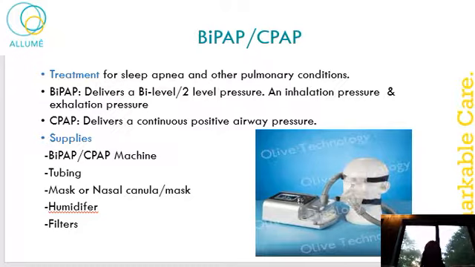BiPAP and CPAP are also very common in our patient's home. BiPAP and CPAP are usually a treatment for sleep apnea, but also other pulmonary conditions, so it just depends on your patient's diagnosis. BiPAP can be used with a mask, or it can be used with nasal prongs, or in our trach patients, it can be hooked up to the trach as well. So BiPAP delivers a bi-level two-pressure mode, an inhalation pressure and an exhalation pressure. CPAP delivers a continuous positive airway pressure, and that's the difference between the two.